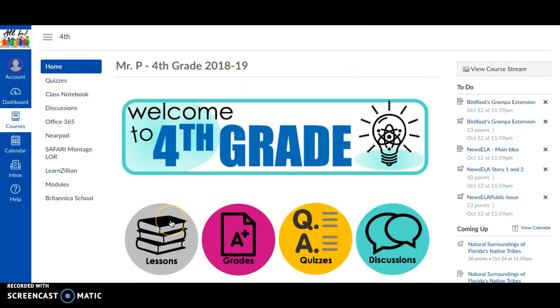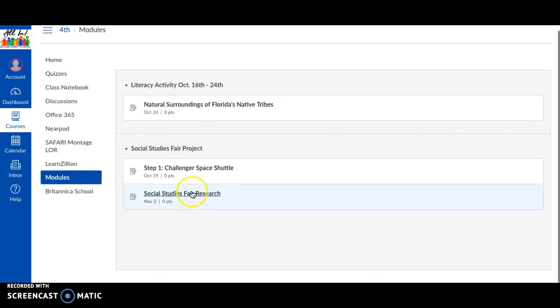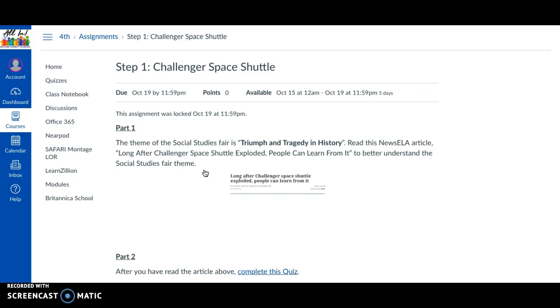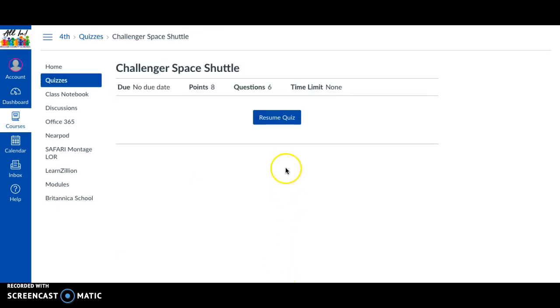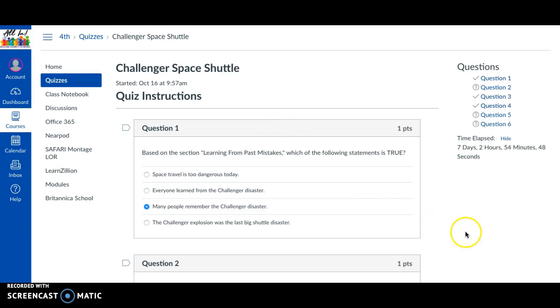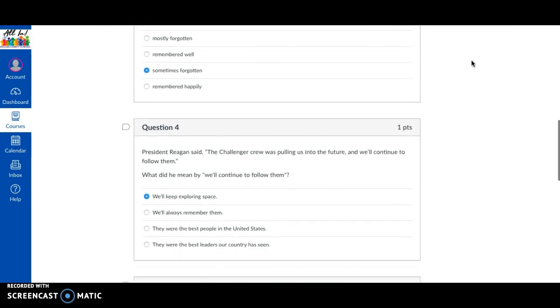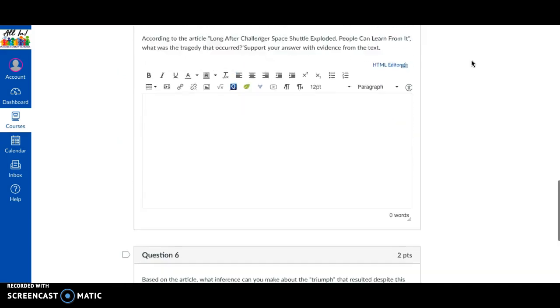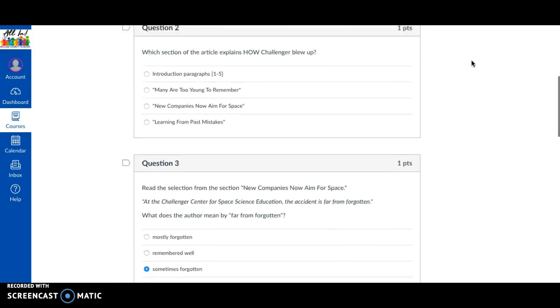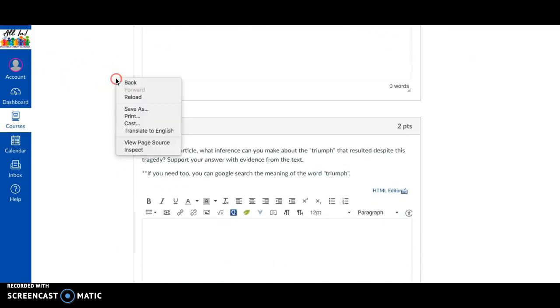And on the Challenger Space Shuttle, we had to answer questions about the story. And then after we answered the questions about the story, there was 4 multiple choices and 2 short responses. And then after we answered those, we were done with this week's and last week's assignments.